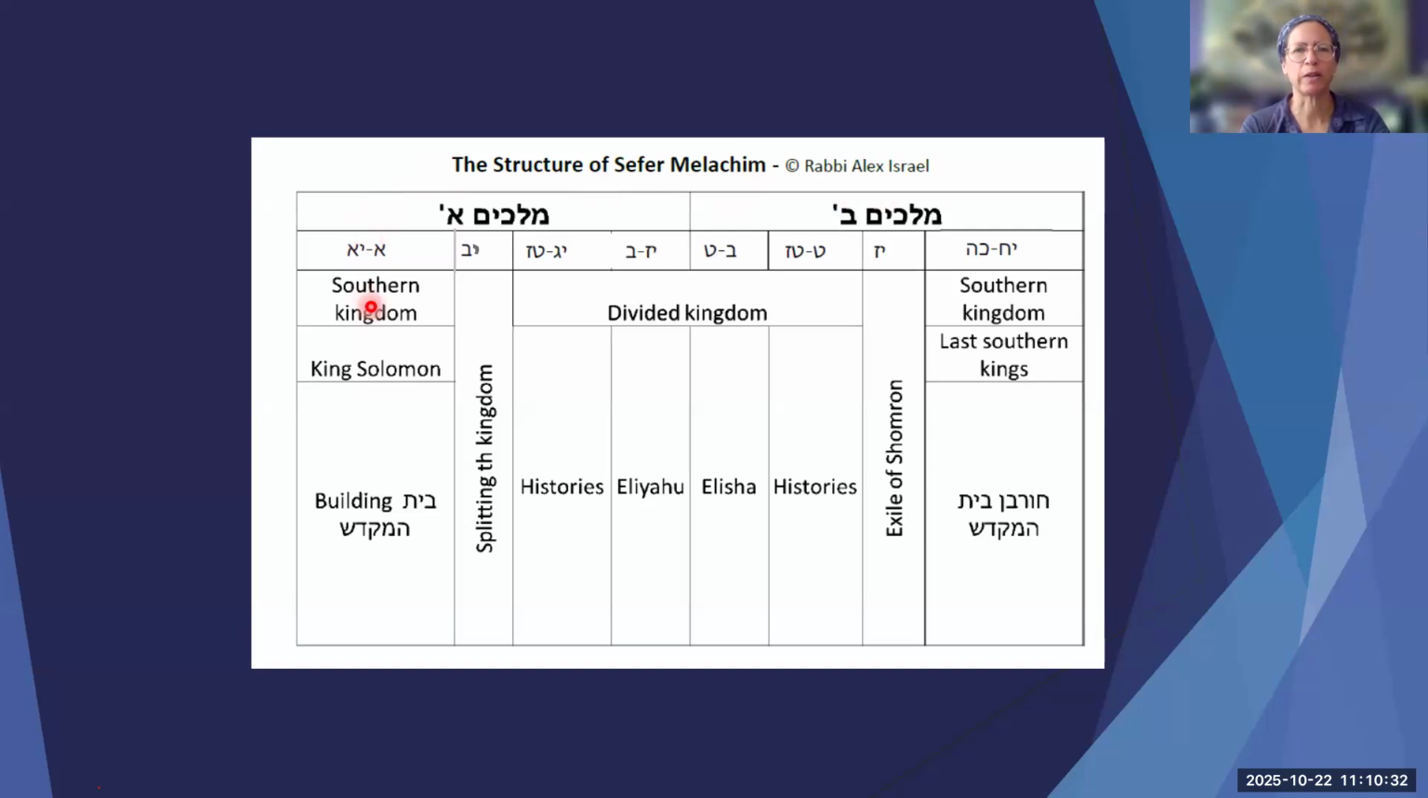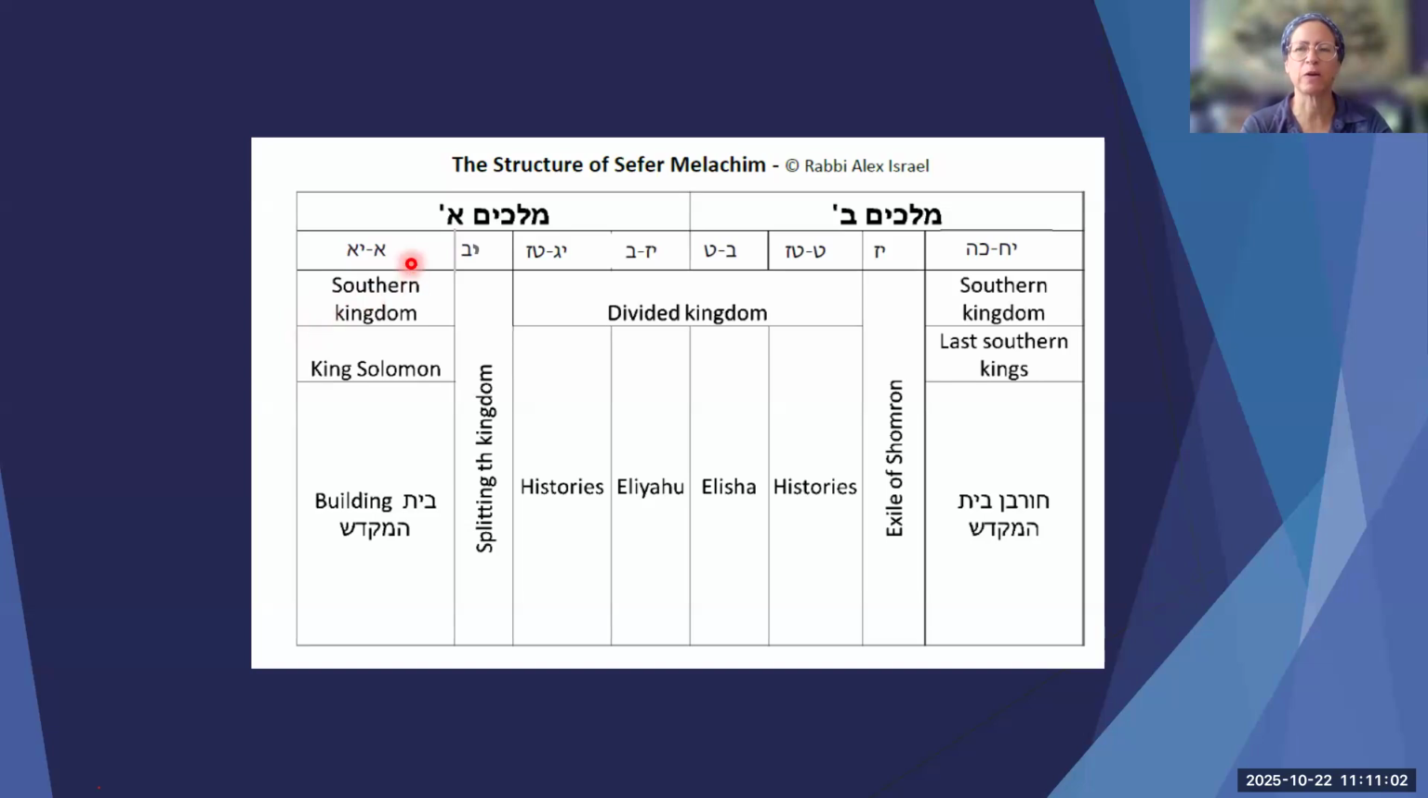They both start with the southern kingdom, meaning when we start Sefer Melachim, which is, remember, right after the end of Sefer Shmuel. In Sefer Shmuel, we left David being king. David unified the kingdom, in other words, all the Shvatim. He was king over all the Shvatim. So it's not really a southern kingdom. It was more like a unified kingdom. There was one kingdom, and David was king.